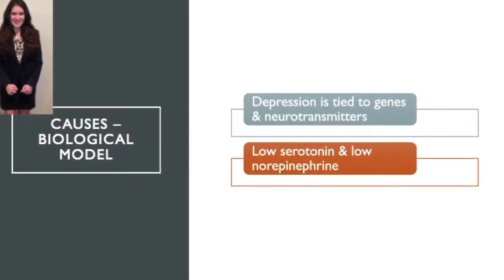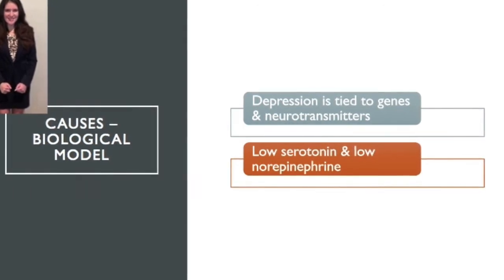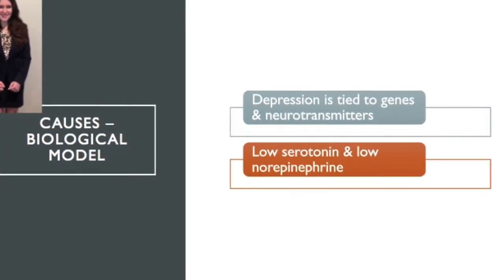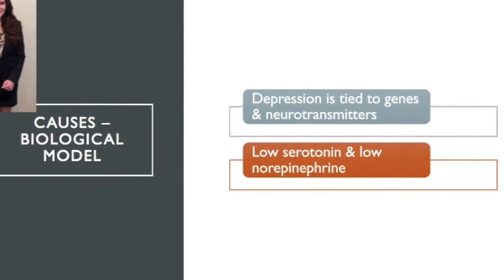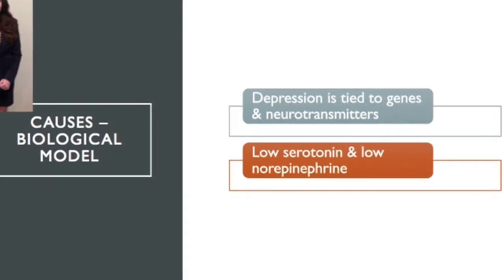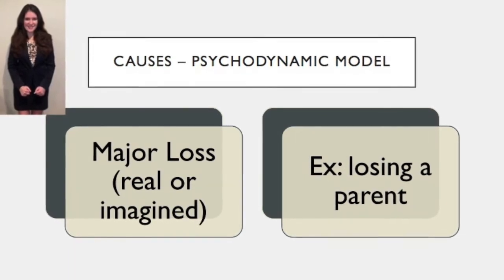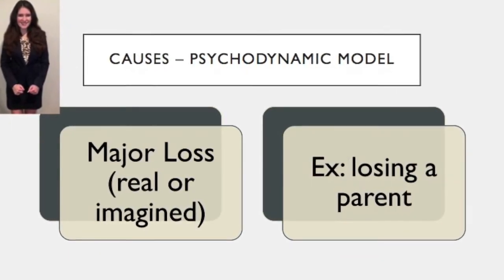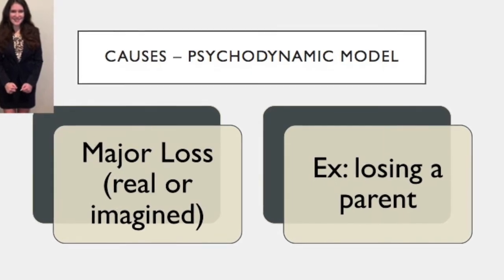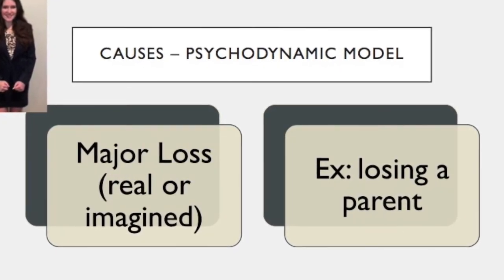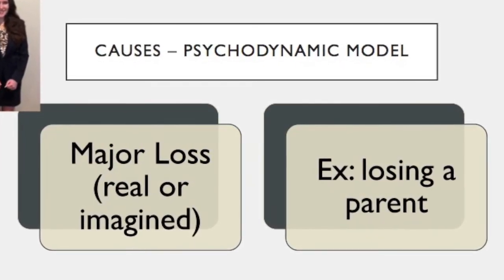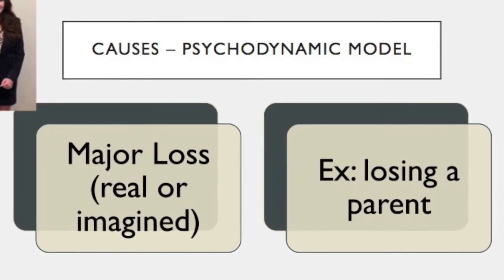The first one we'll go over is the biological model. The biological model believes that depression is tied into genes as well as a neurotransmitter imbalance of norepinephrine and serotonin. The second model is the psychodynamic model, which suspects that major losses result in depressive episodes. So if someone were to lose their parent or a great amount of money, then according to the psychodynamic model, they can develop depressive symptoms.